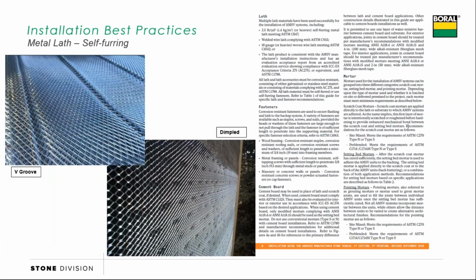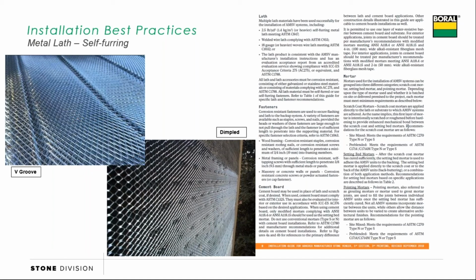Self-furring metal lath: two different ways that it may look. One, having some V-grooves in it, or a bunch of dimples in it. Years ago, we used to work with metal lath that was flat lath. It's no longer acceptable by code. The problem with flat lath is when we put it up on the wall, it was so tight to the wall that mortar couldn't get back in behind. It couldn't get fully encapsulated.